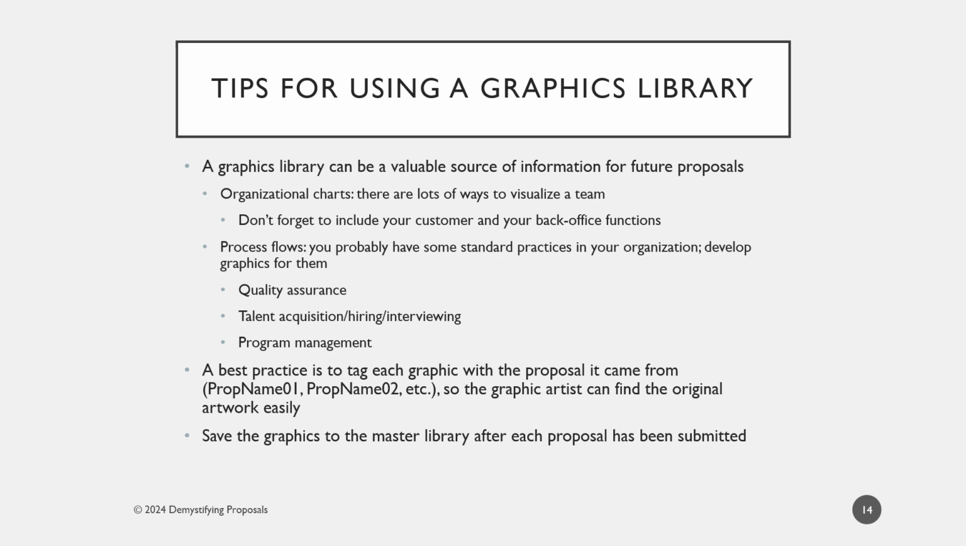A best practice also is to tag each graphic with the proposal it came from. So down in one of the corners of the graphic, in very small text, you put the proposal name and O1, O2, O3 for all the graphics. That way, when those graphics are in your graphics library, the graphic artist knows which proposal the original artwork came from, and they can find it pretty easily. If you don't put that tag on the graphic, then it's more challenging for the graphic artist to find that original artwork, especially if you do a lot of proposals within your company.